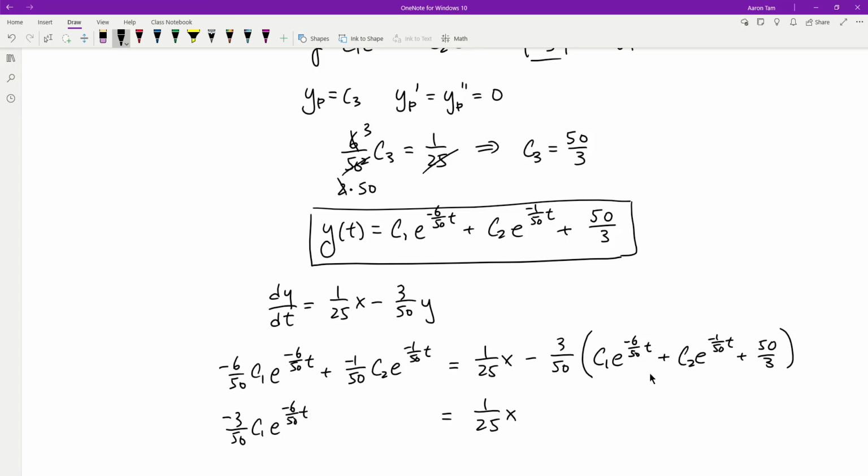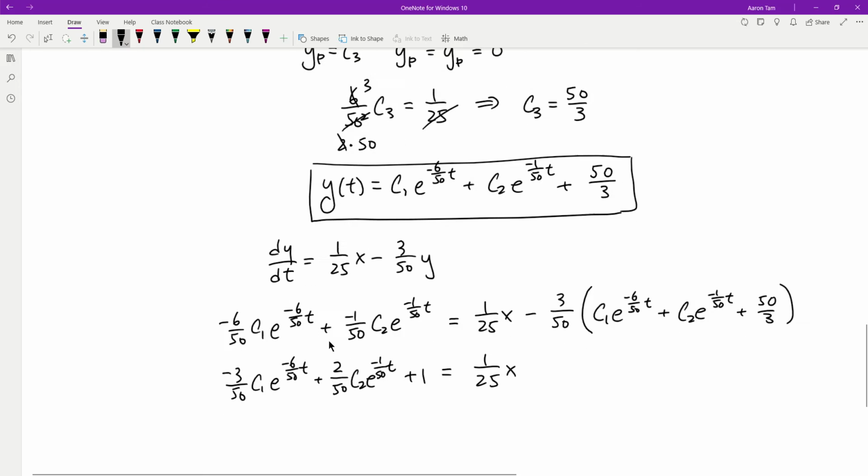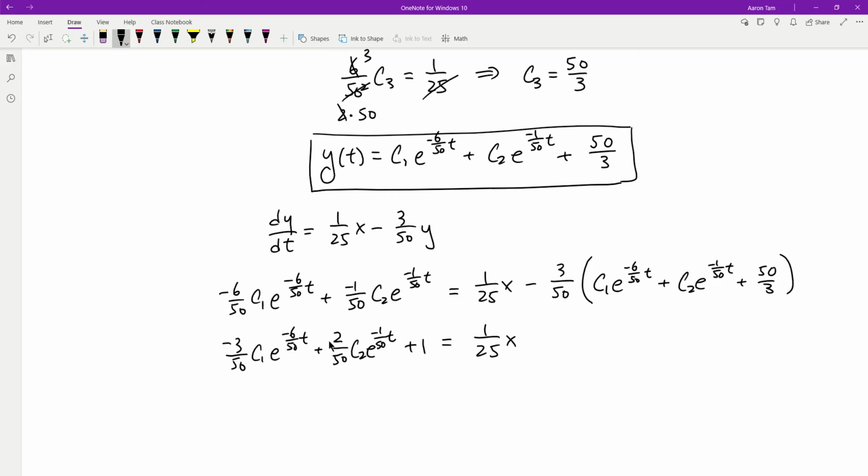And that's also minus 3 over 50 c2, but when I move it to the other side, it becomes plus 3 over 50, minus 1 over 50, which becomes plus 2 over 50 c2 e to the negative 1 over 50 t. And then 3 over 50 times 50 over 3 becomes 1, and this is negative. When I move it to the other side, it becomes plus 1. So that's what 1 over 25 x is.